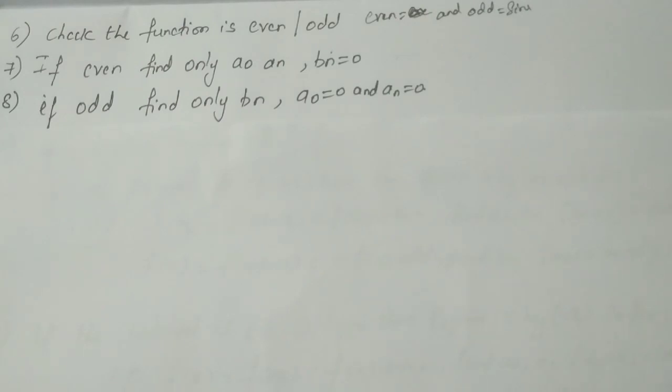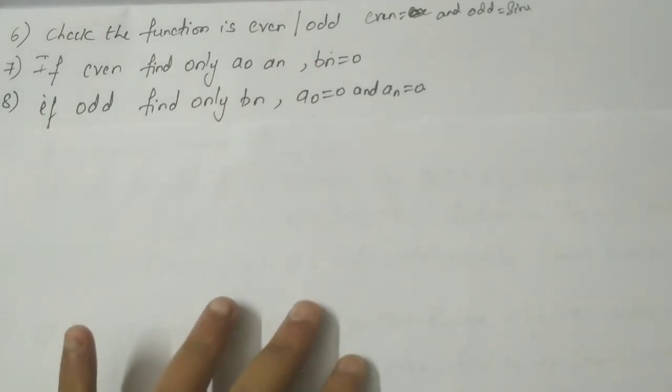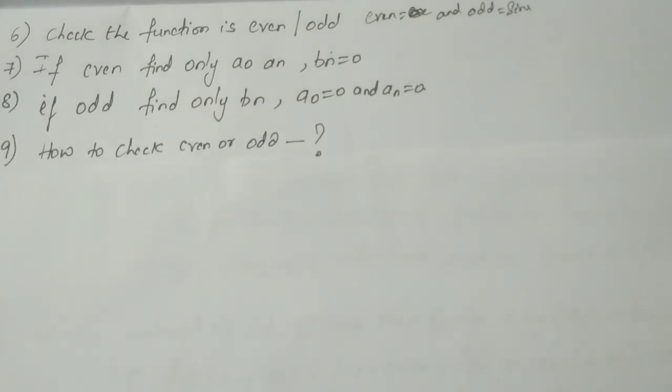If you know the function is odd, then you just have to find Bn, because Bn is only a sine function. A0 and An are cos, that is even function. It automatically becomes 0. Even if you solve and check, you will get the answer 0 itself.